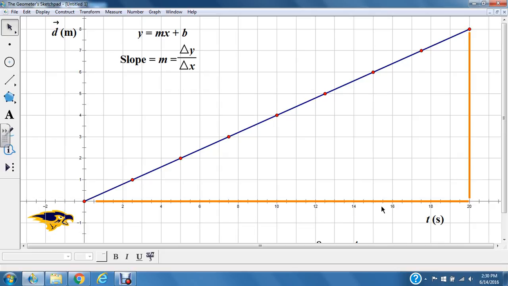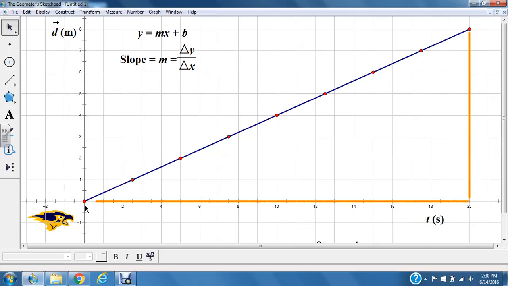So we can see that this line has a positive slope because it's moving uphill as we go from left to right. So all we need to do is find the height and the width of this triangle formed by this line, and that will allow us to calculate the slope. Just using our eyes to see, the height of this triangle is 8 meters. If I line it up with my eyes on the y-axis, that's a change of 8 meters.